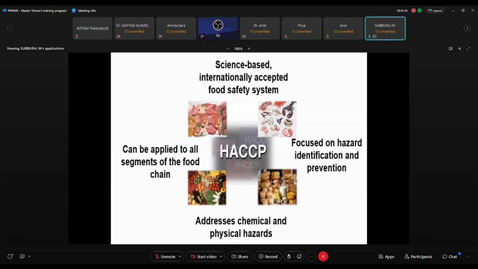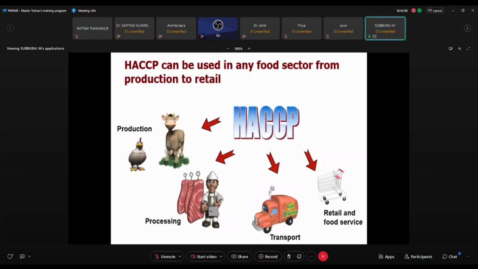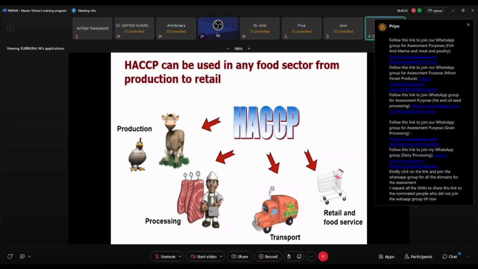Okay. So what is HACCP? HACCP is a science-based, internationally accepted food safety system. HACCP is focused on hazard identification and prevention. HACCP addresses chemical, physical, biological, radiological hazards, and allergens. It can be applied to all segments of the food chain. You can apply this to all sectors of the food chain.